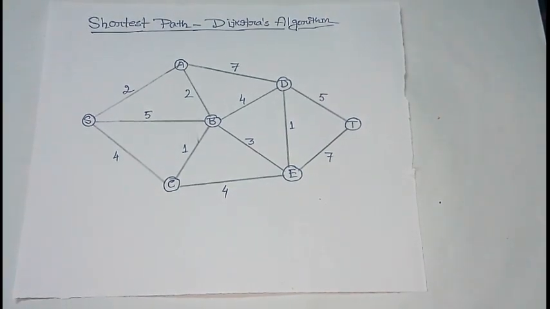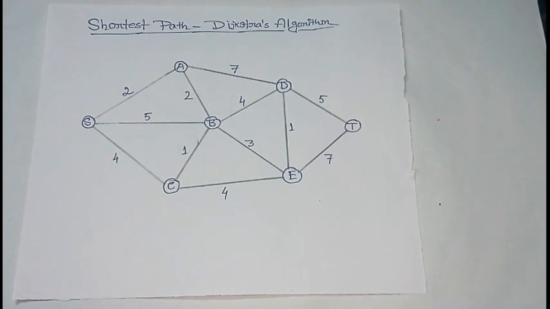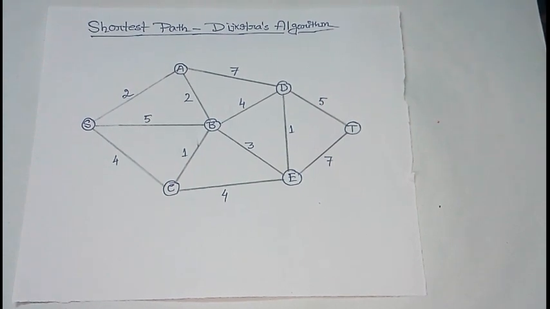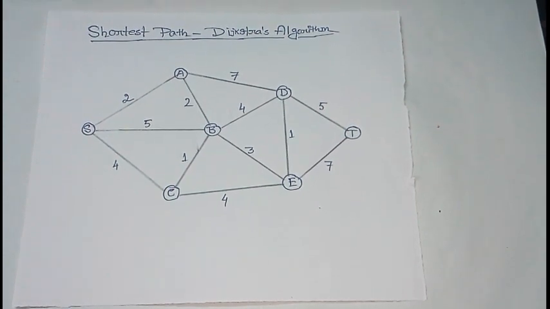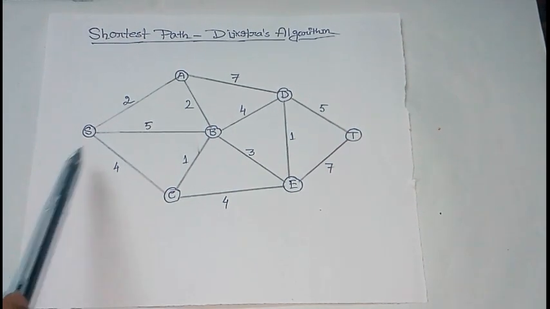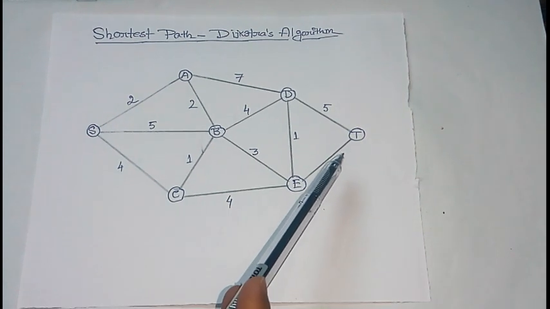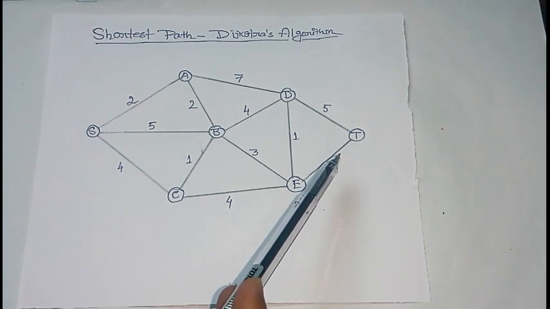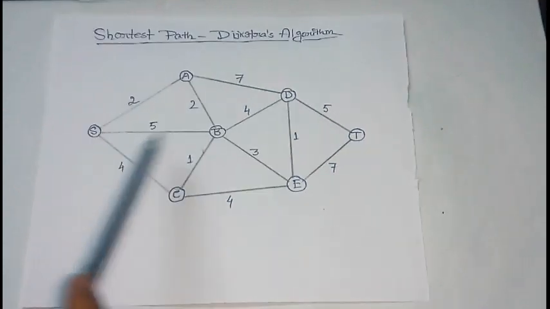Hello everyone, we are going to find the shortest path of a graph by Dijkstra's algorithm. Let this be the graph where S is the starting vertex and T is the destination vertex. We have to find the shortest distance and shortest path from S to T.